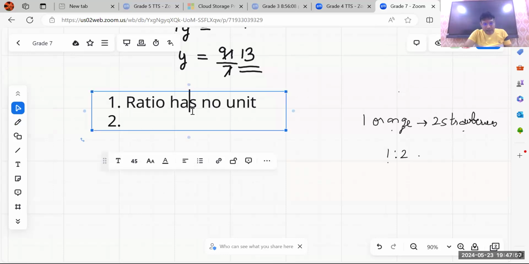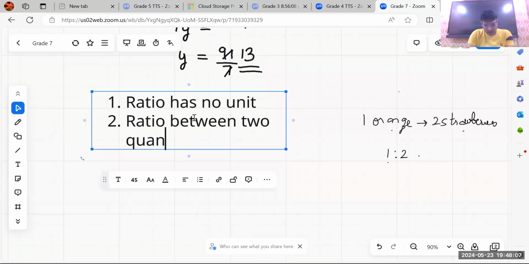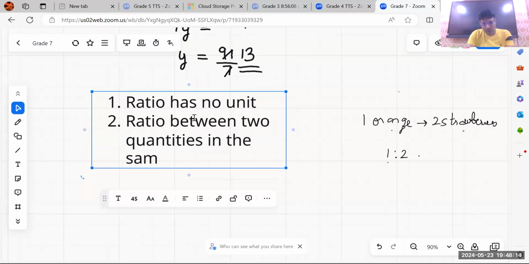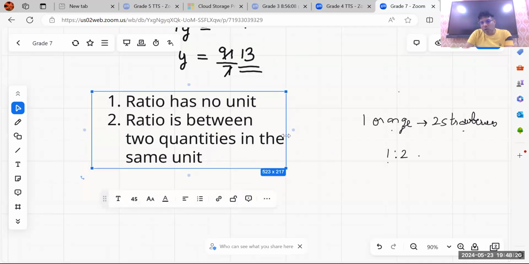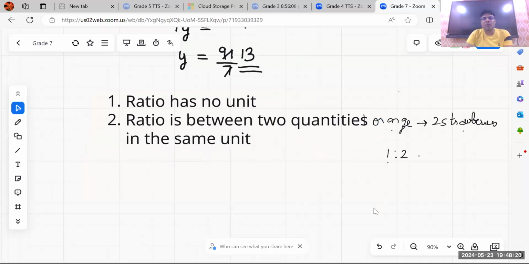But when we calculate the ratio, it has to be in the same units. By definition, the ratio is between two quantities in the same unit. Means when you calculate a ratio, they have to be in the same unit. I'll give you a very good example for this.